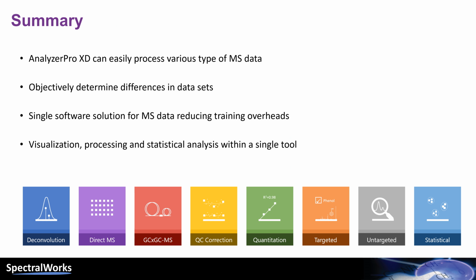This was a brief introduction to AnalyzerPro XD, but hopefully you will have seen how easy it is to process various types of MS data. We have shown how AnalyzerPro XD can be used to objectively determine measurable differences within datasets and how it can increase your productivity by reducing the number of software packages used within your lab. AnalyzerPro XD can reduce the processing bottleneck as there isn't a need to export results to multiple packages for data reduction and statistical analysis. This improves your workflow because you can directly relate your statistical results back to your raw data or your process results.